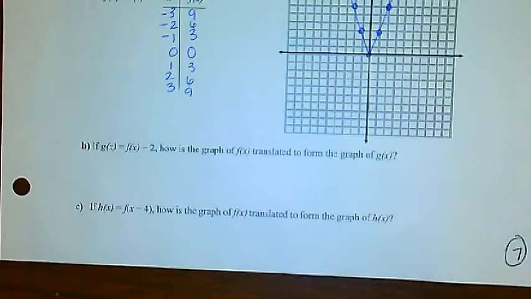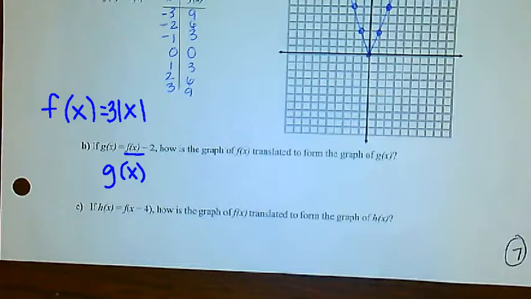So again, the biggest thing here is I want you guys to understand what the notation is. Remember, the notation is just how something is presented to you. So when we are doing this, you're just going to substitute in what they have. So f of x comes from up top here. We said f of x is equal to 3 times the absolute value of x. So when we rewrite this, we're just going to fill that in. So g of x is equal to 3 absolute value of x minus 2.